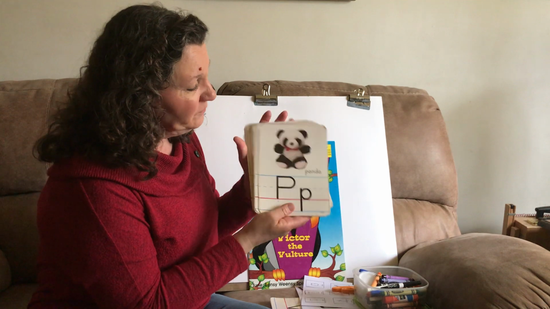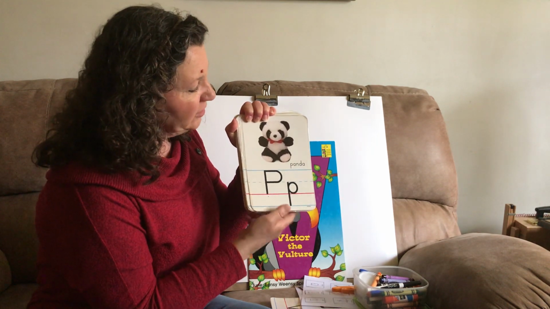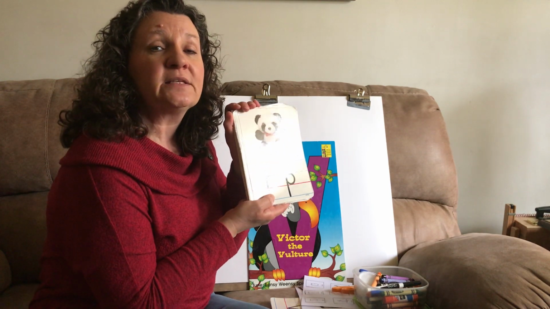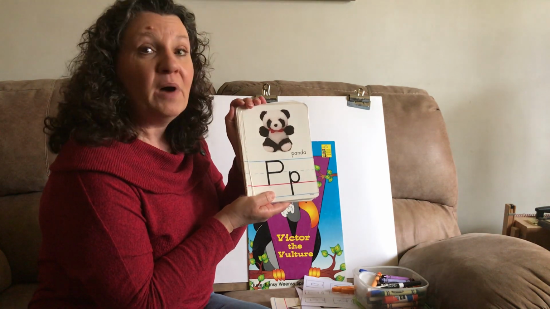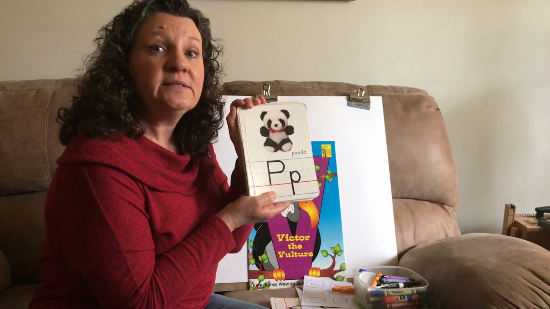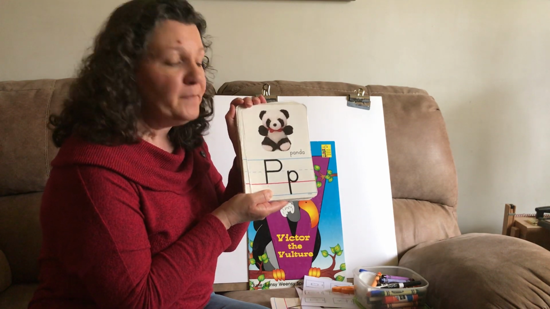And what letter is this one? This is the letter P. We have our capital P and our lowercase p. The letter P, remember, we don't use our voice. It just goes like this. P, like panda and popcorn and puppy. P is for panda, p.